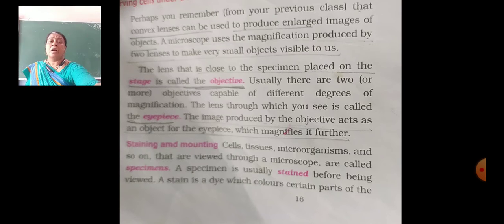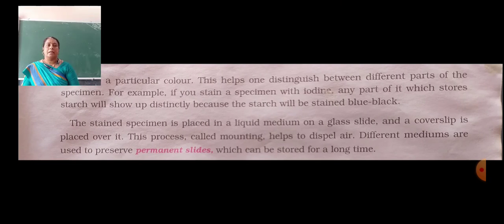After staining we can see the object clearly, or we can use iodine solution. If any cell stores starch, it can be stained blue-black. So its color is changed, and we can distinguish that the cell has stored starch.